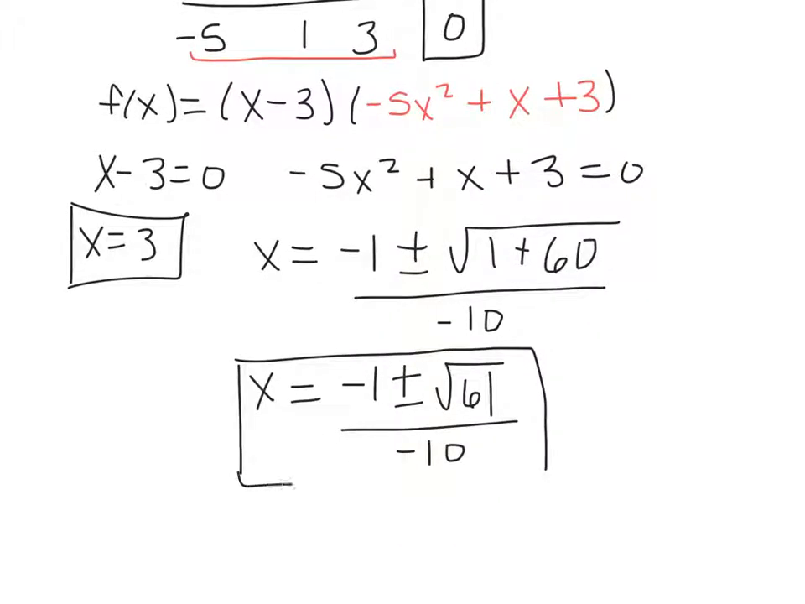Okay, so in this case, they are all real. We've got x equals 3. Okay, that's a rational zero. And then we have x equals negative 1 plus square root 61 over negative 10, and then negative 1 minus square root 61 over negative 10. Okay, those are both irrational, but real zeros.